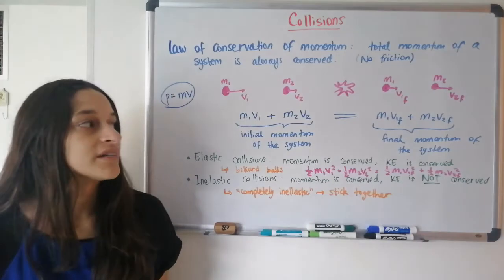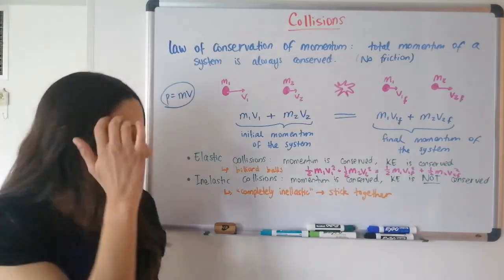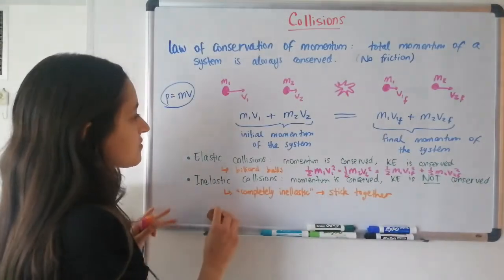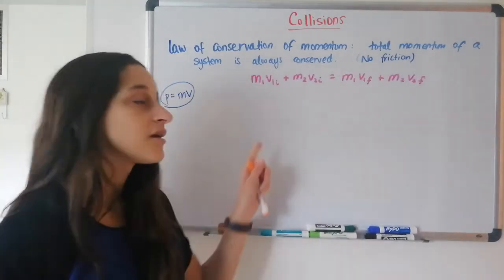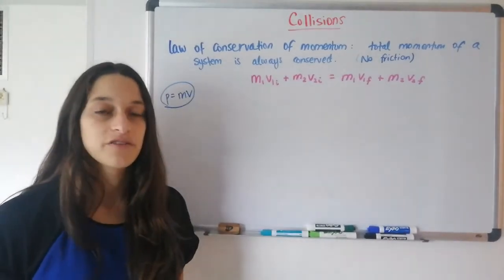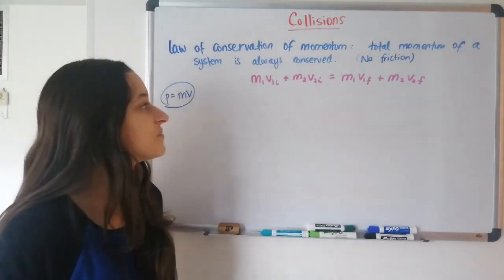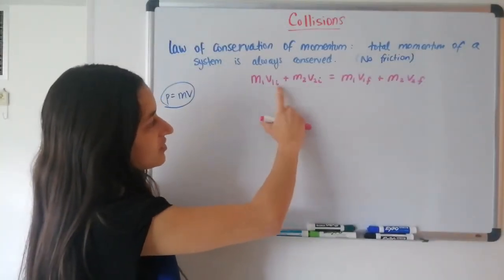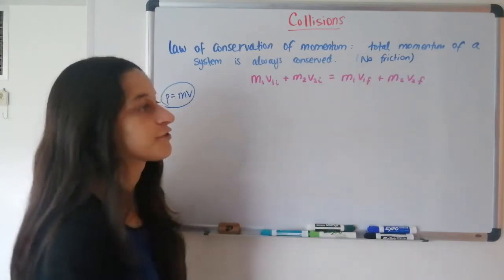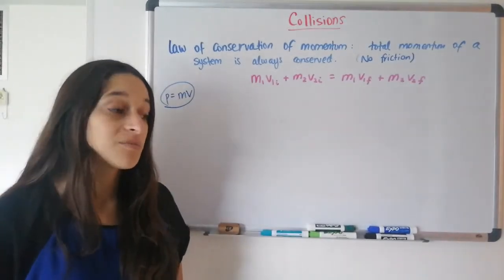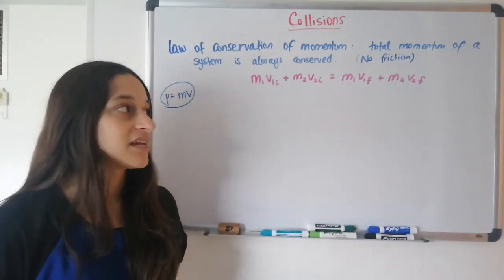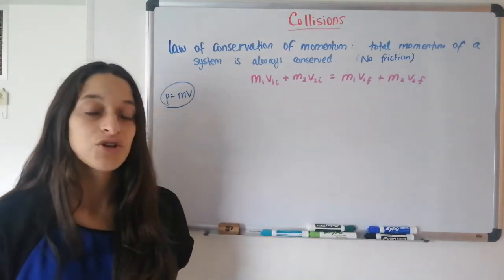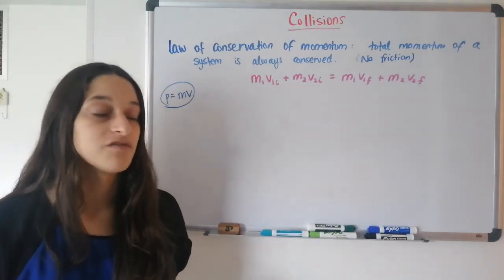So now I'm going to go on to solve a couple of examples. I'm going to erase all this. And I wrote the equation again here of the law of conservation of momentum, but this time I put an I for initial in the initial speeds and an F for final in the final speeds. Something else that you need to remember is that since momentum is a vector, we care about the directions of these speeds.